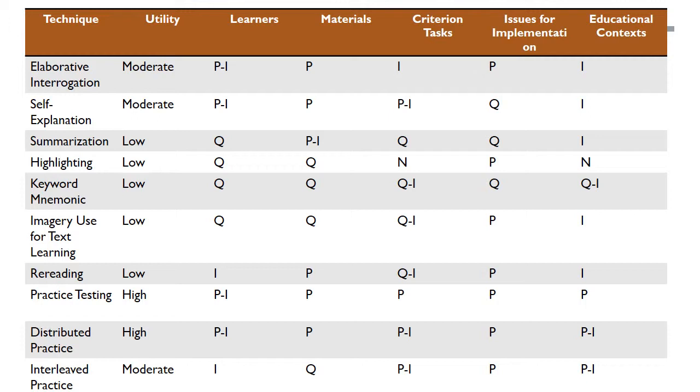A Q indicates a qualified rating, meaning that both positive and negative evidence has been reported with respect to a particular issue. An I indicates an insufficient rating, meaning that insufficient evidence is available to draw conclusions about the effects of a technique in a certain category or issue. Some cells have more than one rating. This indicates that there is enough evidence to evaluate the technique on one dimension of a category or issue, but insufficient evidence is available for other dimensions.